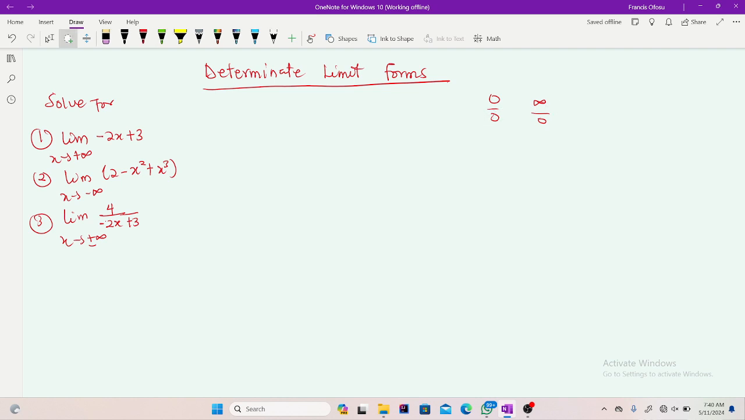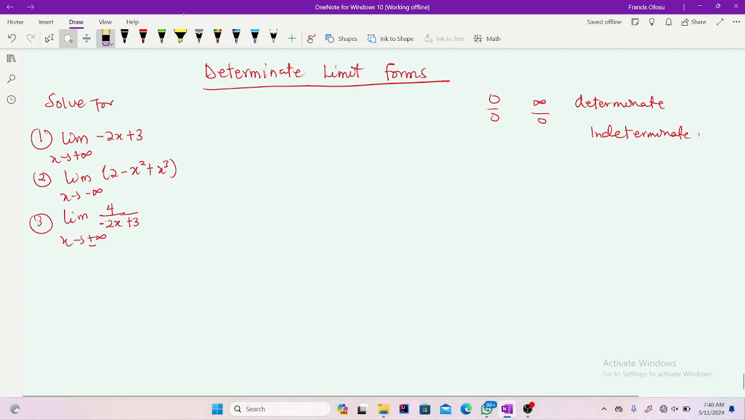Such limit forms are either determinate or indeterminate. Indeterminate means you can't predict how the solution will turn out. We have a way to handle them. So let's look at the determinate forms in this section. In our next session, we'll look at the indeterminate forms.